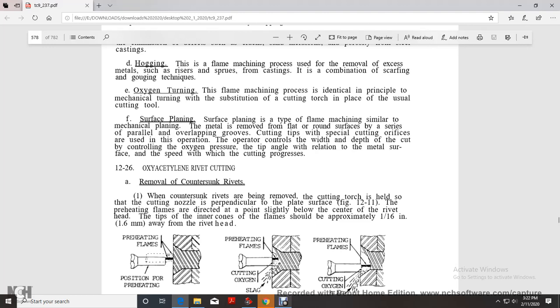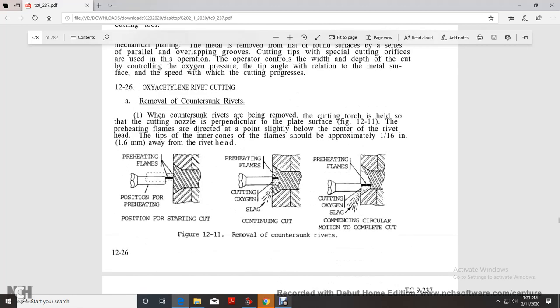Figure 12-26, oxy-acetylene rivet cutting, removal of the countersunk rivet. The countersunk rivet is to be removed. The cutting torch is held with the cutting nozzle perpendicular to the plate surface. The preheating flames are directed at a point slightly below the center of the rivet head. The tips of the inner cones of the flame should be approximately 1/16 inch away from the rivet head. So, with the removal of the countersunk rivets, you have preheat flames, position of straight cut, and position for preheating, then preheating flames, cutting oxygen and slag.